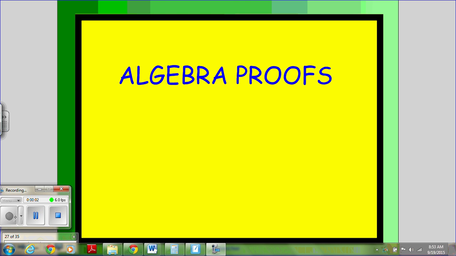Unit 2, Day 4, Algebra Proofs. Today we're going to be solving algebraic equations. However, we'll be solving them by writing them in a two-column proof format. In other words, we're going to show all our work, but then provide justification for every step.